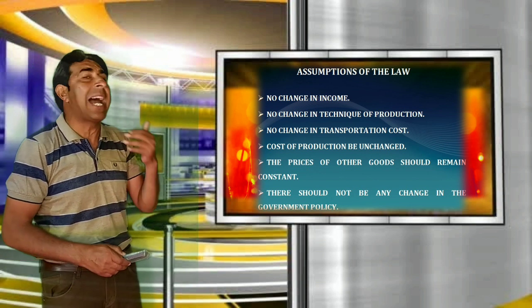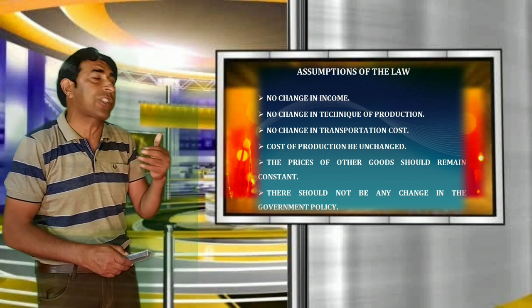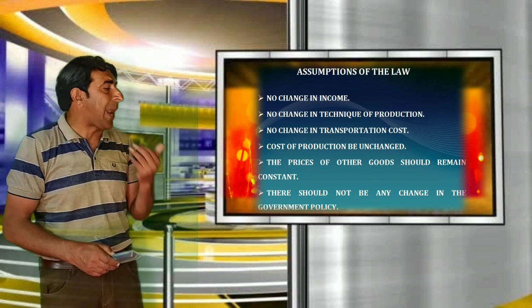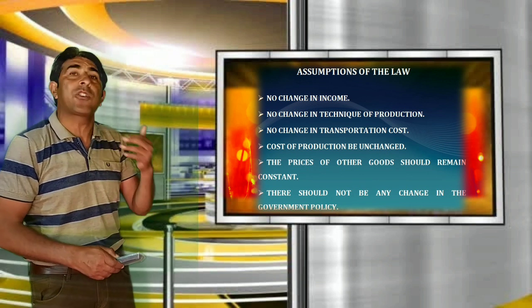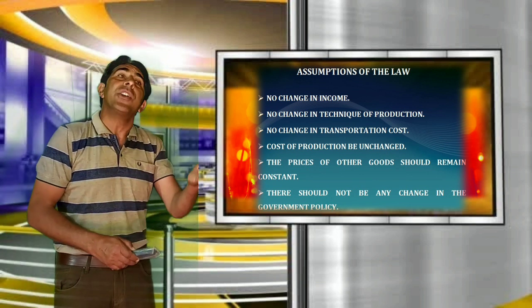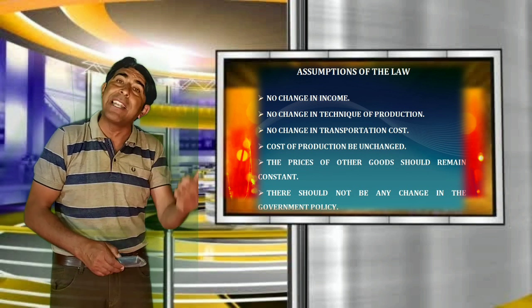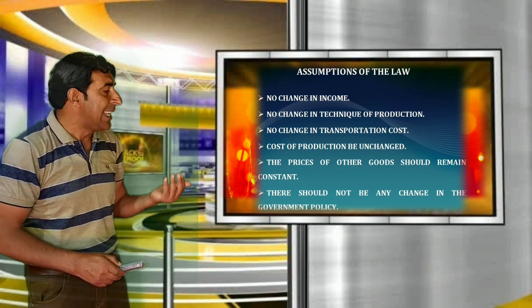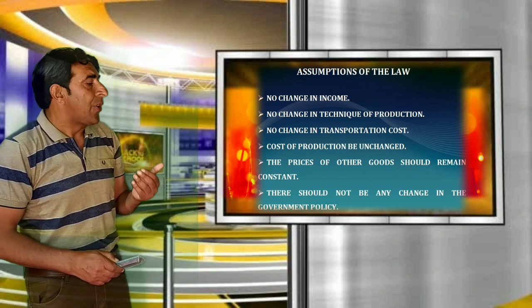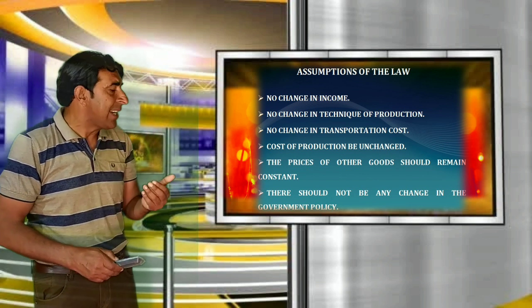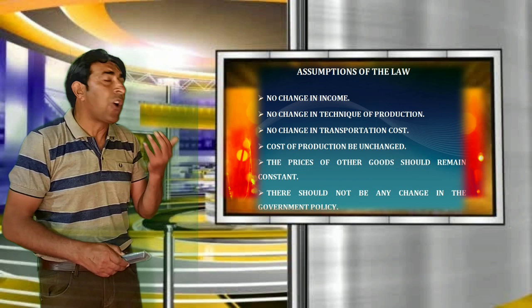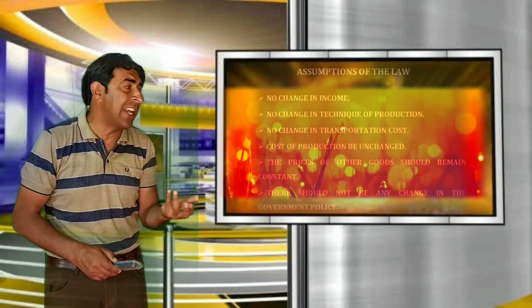The cost of production should be unchanged; there is no change in the cost of production of the commodity. The prices of other goods should remain constant; the price of related goods should remain constant, which is another significant assumption of the law. And then there should not be any change in government policy. Government policy also remains unchanged.